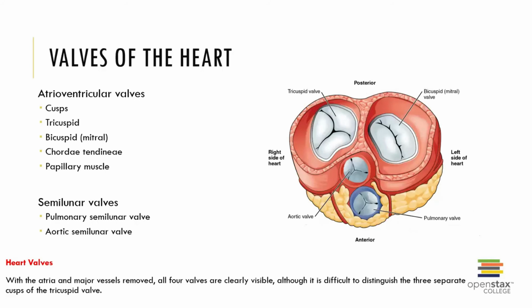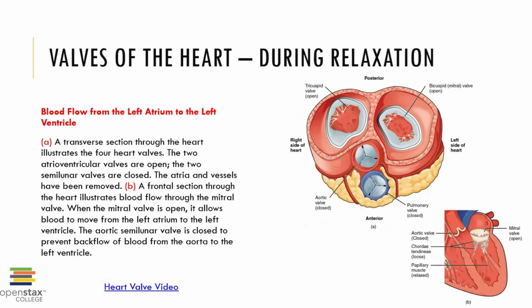All right, so here are the AV valves and the semilunar valves, and a little more information about each. So here's a look at the valves of the heart a little further during relaxation. So the ventricles contract, blood moving back toward the atria, pushes the cusps of the AV valve together, closing them, and again, we prevent backflow. At the same time, the papillary muscles contract and tense, and that stops the cusps before they invert.